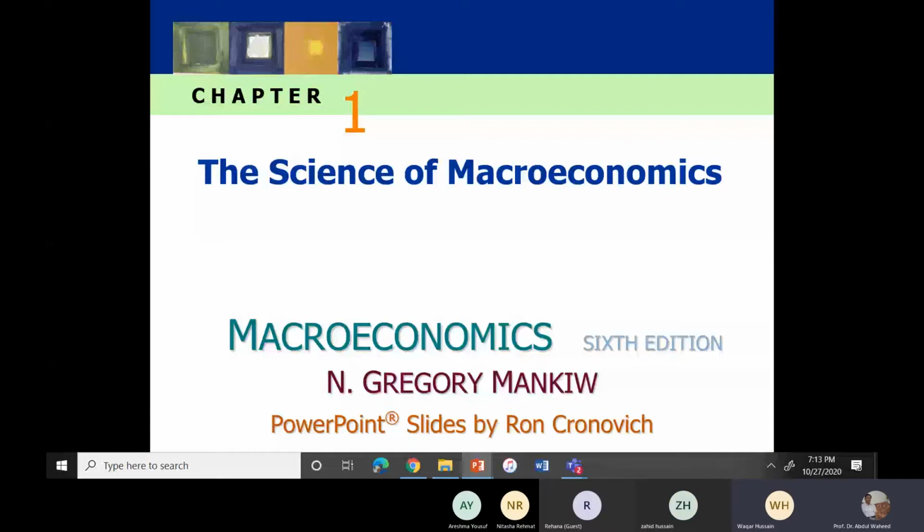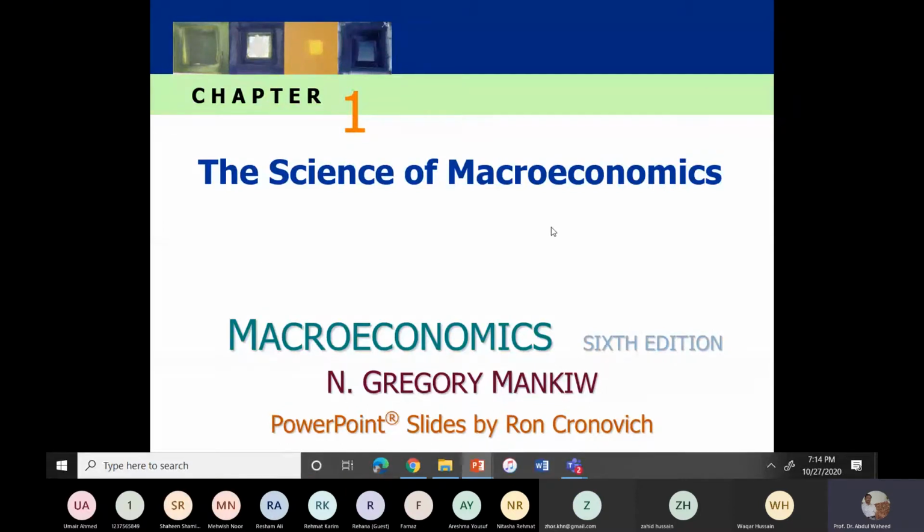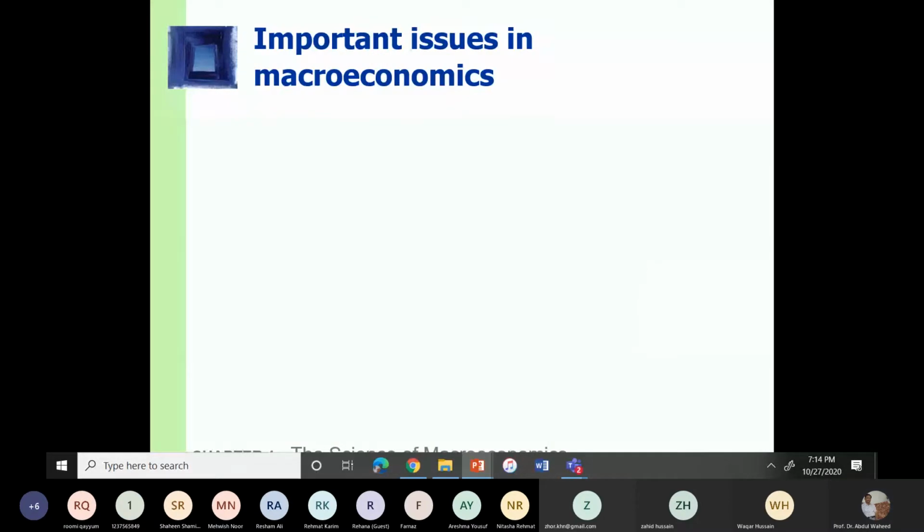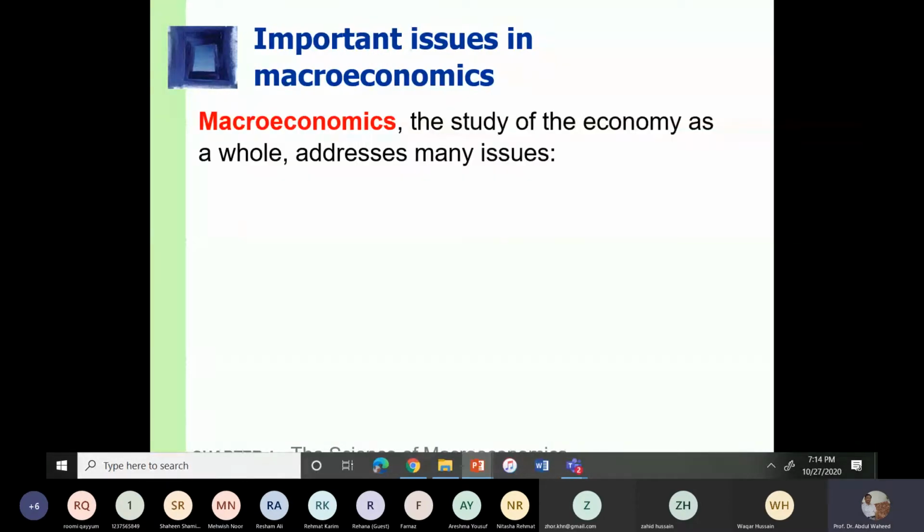Okay, this is chapter 1 from Mankiw Macroeconomics, and this is about the science of macroeconomics. Macroeconomics is basically the study of the economy as a whole. Okay, and you studied your microeconomics.